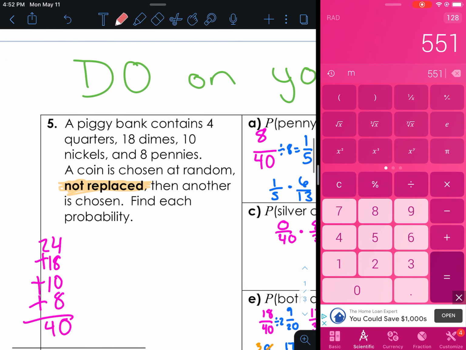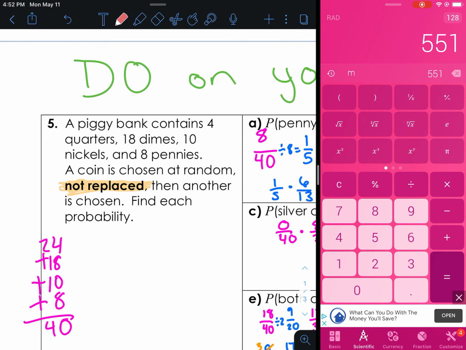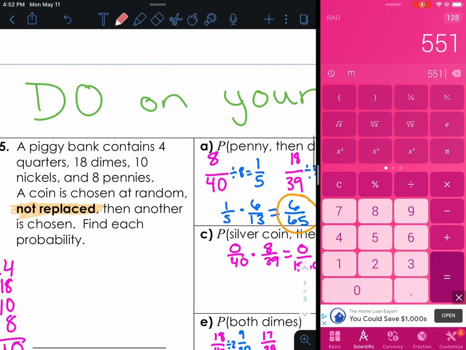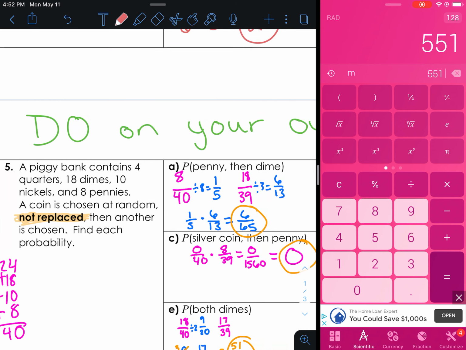So if we did replace it, there were 40 total choices. So it'd be like 1/40 times 8/40. But in this case, because it's not replaced, if we look at part A here, it says that penny and then a dime. So there are 8 pennies, which reduces to 1/5. However, when you choose the dime, there are 18 dimes, but only 39 coins remaining because you did already choose 1 coin. So there is 1 less coin remaining. And we always assume that we chose whatever we wanted the first time. So in this case, a penny. So it doesn't affect the number of dimes.